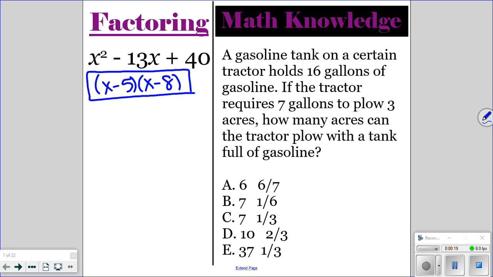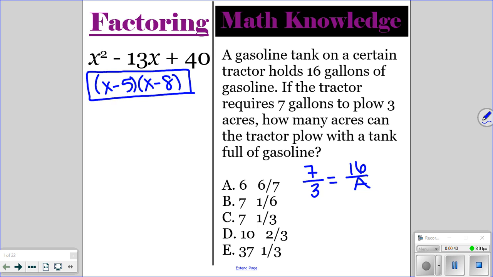For the math knowledge question, we have a tank on a tractor that can hold 16 gallons of gas. The tractor requires 7 gallons to plow 3 acres. How many acres can the tractor plow with a tank full of gas? So you're basically just going to set up a ratio. 7 gallons to 3 acres is 16 gallons to how many acres?